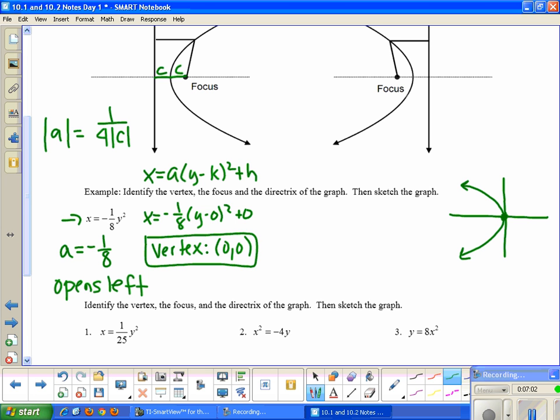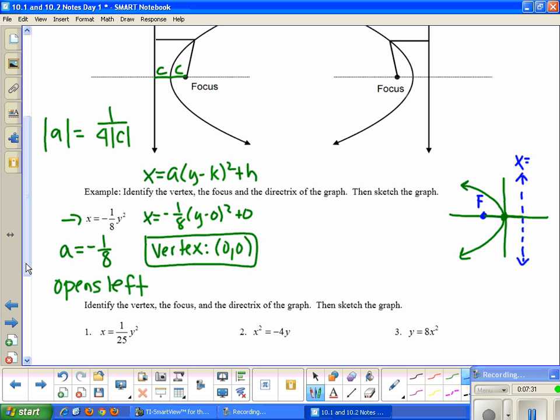So now I need to figure out what my focus and what my directrix is going to be. I know my focus is always on the inside of my parabola, and it's always on the same line as what your vertex is on, so it's going to be somewhere there. And I know my directrix cannot touch my parabola, so my directrix is going to be a vertical line going this way. So x equals some number. So I need to figure out the distance from here to here and here to here in order to figure out what my focus and directrix is.